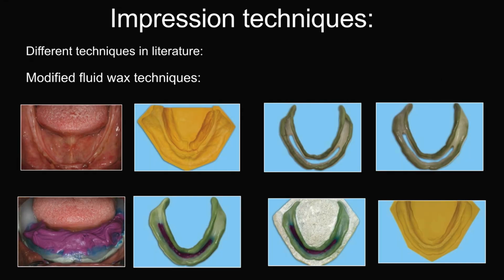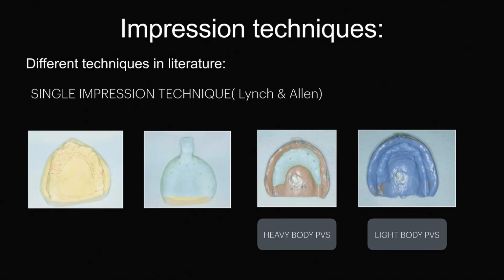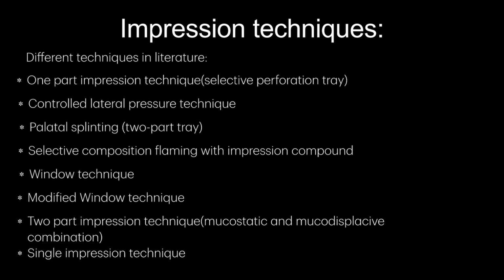Next is the modified fluid wax technique where fluid wax is used for recording rest of the ridge, and for flabby part medium body material is used. Then single impression technique where on the primary cast the perforated custom tray is fabricated and the heavy body material is used for recording the periphery and the light body material is used for the impression of rest of the ridge. So these are the techniques we have discussed for the flabby ridge impression.